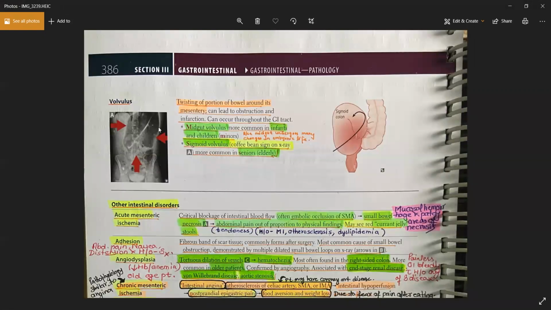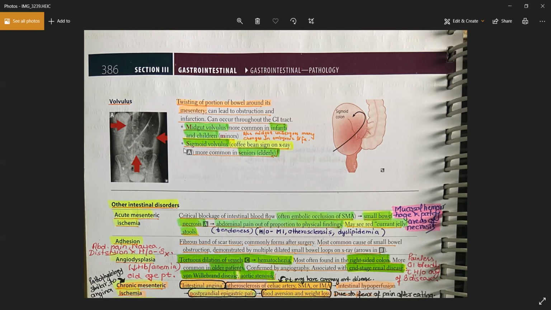Then you have the volvulus, which is a twisting of a portion of the bowel around its mesentery. You have a base, you have a mesentery, okay? Whenever a loop of bowel is twisted around itself, this can lead to the formation of volvulus. Very important. It can happen anywhere throughout the GI tract, but midgut volvulus is more common in children, and sigmoid volvulus is more common in adults.